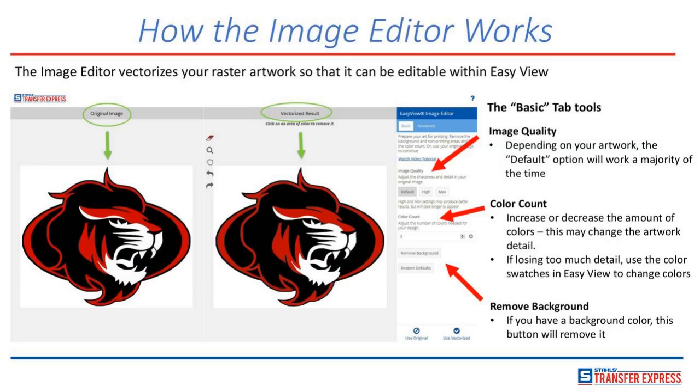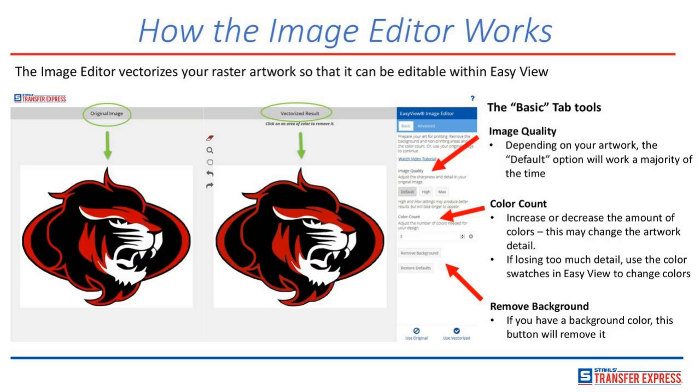But going from top to bottom here on this basic tools tab, you have your image quality. You'll notice the image quality, there are 3 buttons. There's default, there's high, and there's max. Now, this is the quality that the vectorizer puts out. You see here, my lion turned out perfect and it's set to default. It's not set to high or max. So you don't necessarily have to use that max setting.